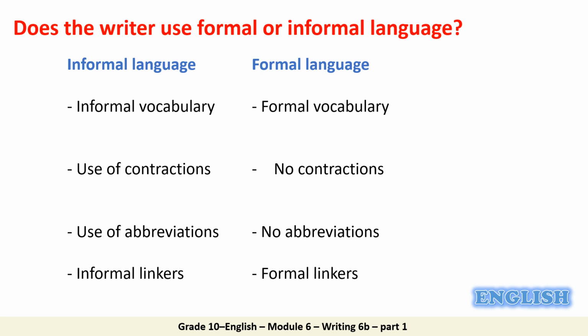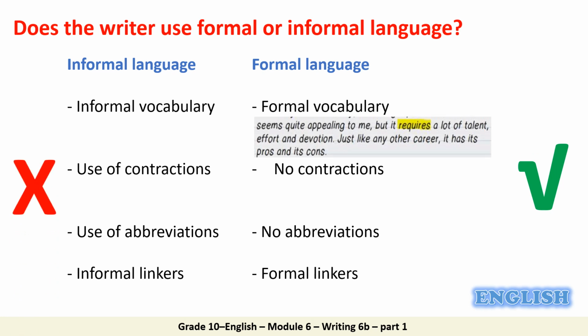So which one did the writer use? Excellent. He used the formal language and he didn't use the informal language. So, for example, formal vocabulary, the writer used requires. If it was an informal word, how would it be? It would be needs. But here we have formal vocabulary, so that's why he chose the word requires.